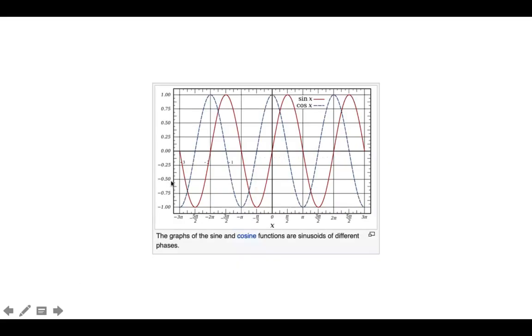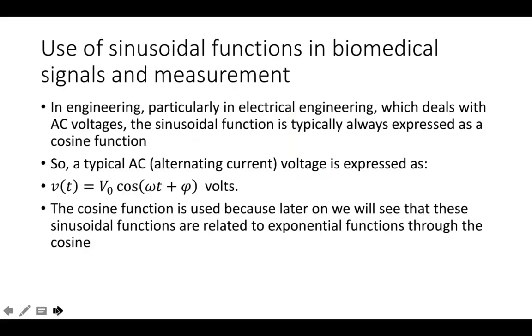So here's an example of a sine and cosine function. You can see that there is a phase shift or a phase difference between sine and cosine of 90 degrees. In biomedical signals and measuring, the sinusoidal function is almost always expressed as a cosine function. So a typical AC voltage is expressed as some V sub 0 cosine of omega t plus phi. The cosine function is used because later on we'll see that these sinusoidal functions are very closely related to exponential functions.